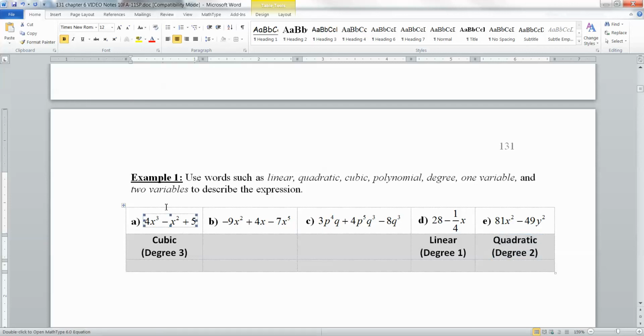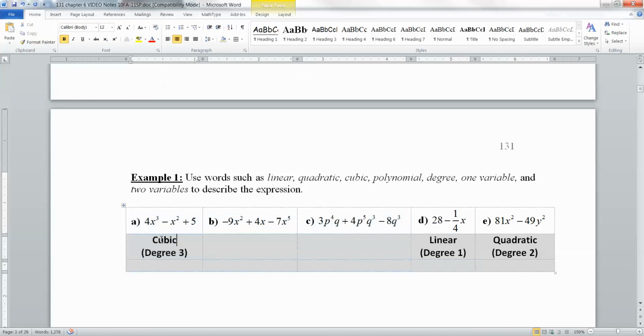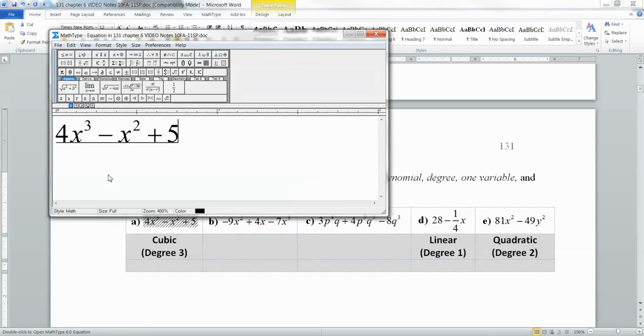This one I threw in is quadratic because the highest power out there is a 2, so it's degree 2. This one over here, which was originally A, that part A, B, and C didn't change. I just added in D and E. That's cubic because it's degree 3. The highest power in this problem is a 3.